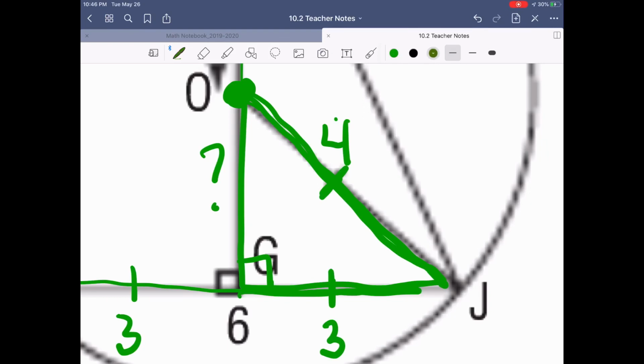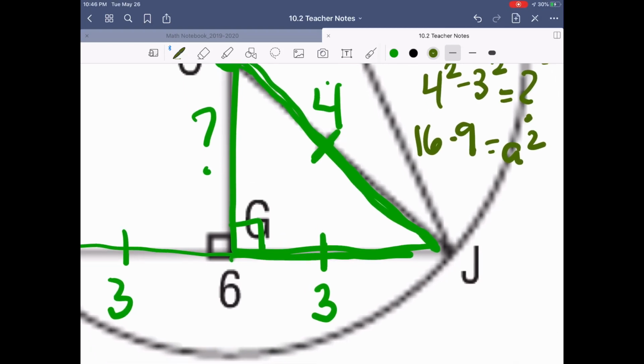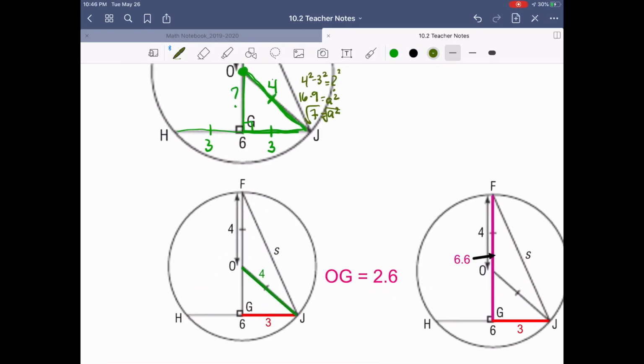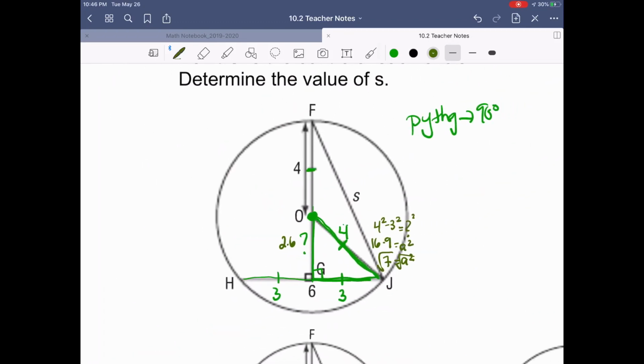So you would do c squared minus a squared equals b squared. So 4 squared minus 3 squared equals the missing side length squared. So it's 16 minus 9 equals, let's say, a squared. Sorry, 16 minus 9 is 7, equals a squared. Then you want to square root it to find our missing side. When we do that, we get that our missing side is 2.6. So this is 2.6. Now we found the mini right angle triangle.